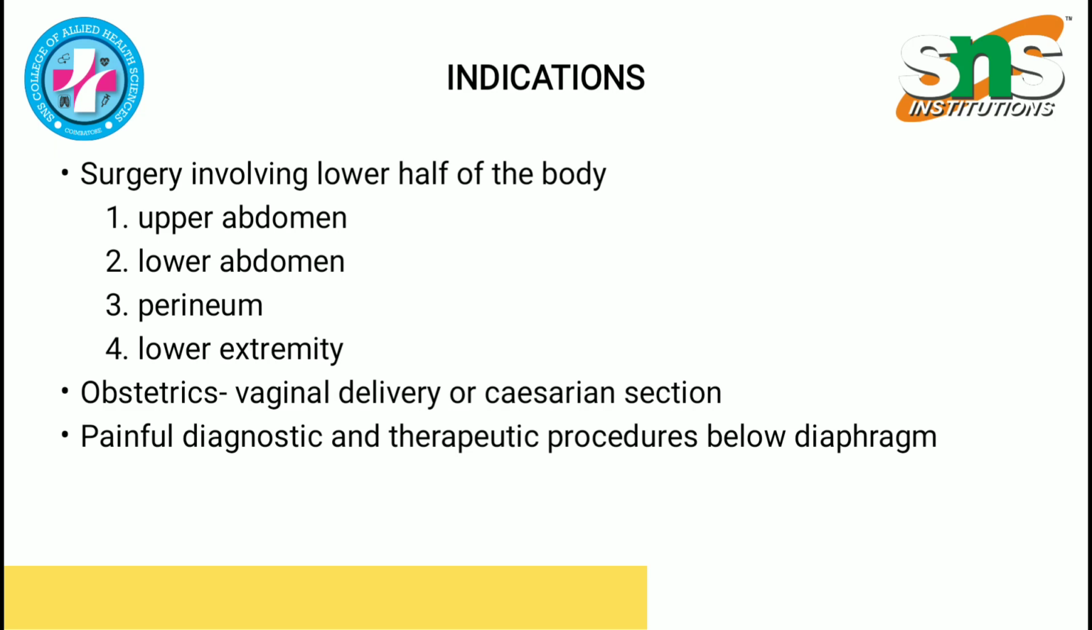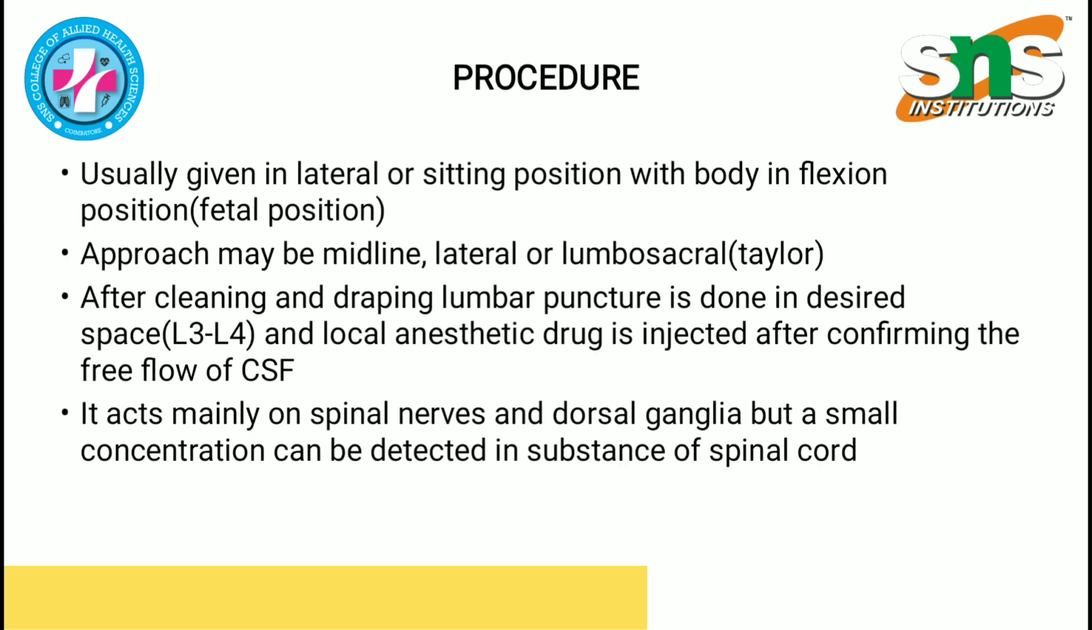Indications of spinal anesthesia include surgery involving the lower half of the body, that is upper abdomen, lower abdomen, perineum and lower extremity. Obstetrics includes vaginal delivery or cesarean section. Another indication of spinal anesthesia is painful diagnostic and therapeutic procedures below the diaphragm.